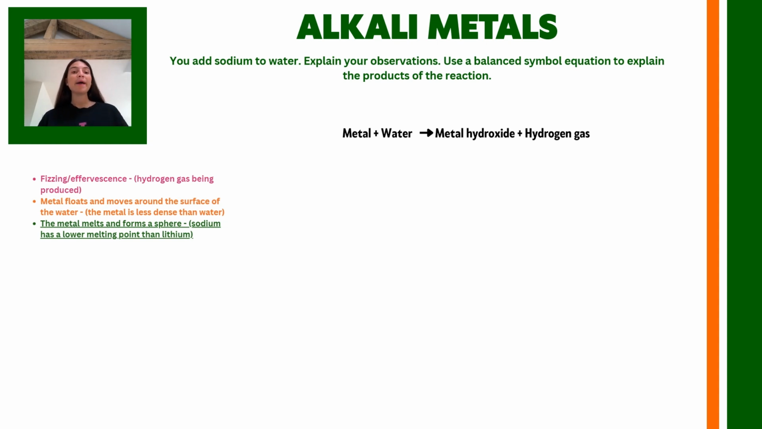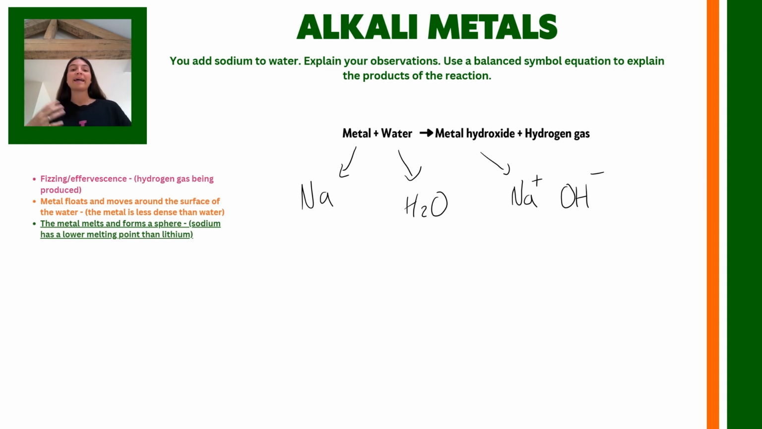You have your metal plus your water. If it reacts with your water, it gives you this metal hydroxide and hydrogen gas. So in this instance, let's think about this particular circumstance where we have sodium, Na, as my metal. I'm adding it to water, H2O. I get a metal hydroxide, and the metal is sodium, so I get sodium hydroxide.